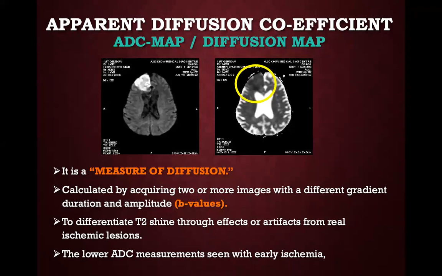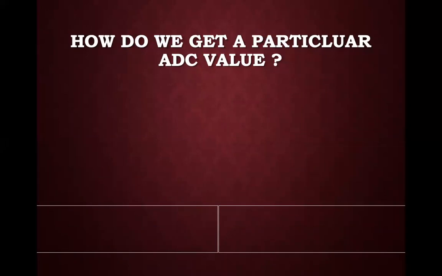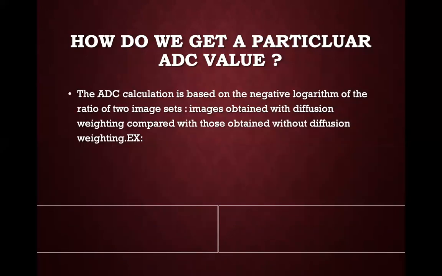Apparent diffusion coefficient. This basically looks at the diffusion restriction that is happening at different layers. Now, how do we calculate a particular ADC value? Just to make sure you know it, ADC is based on the negative logarithm of the ratio of two image sets. I have one image set with diffusion restriction and one without diffusion.